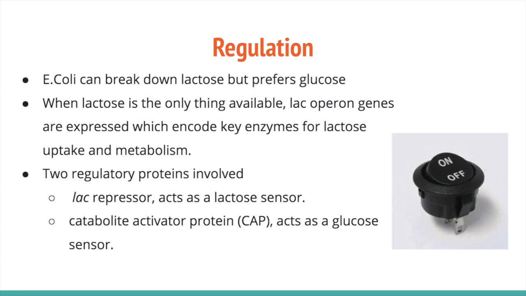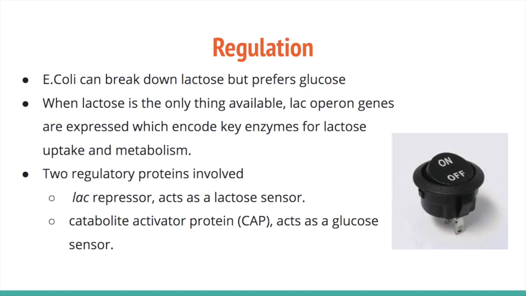Glucose is a better source of energy because it takes fewer steps and therefore less energy for bacteria to break it down. So if glucose is present, bacteria are going to use it. If lactose is the only sugar present, however, bacteria will break it down, which is why the lac operon is so useful.